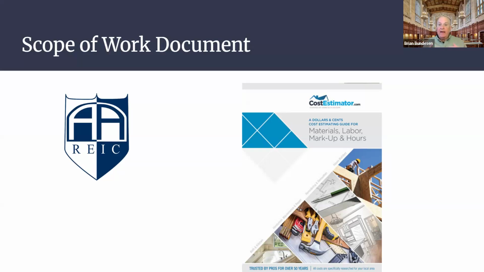I like to do it that way. And my contractor says, here, Brian. So he gave me a copy of it. It's costestimator.com. It's RS Means, the name of the organization. You can look it up online, but here it is. You see a cost estimating guide for materials, labor, markup, and hours. This is updated annually. Contractors pay big dollars to subscribe to this service.